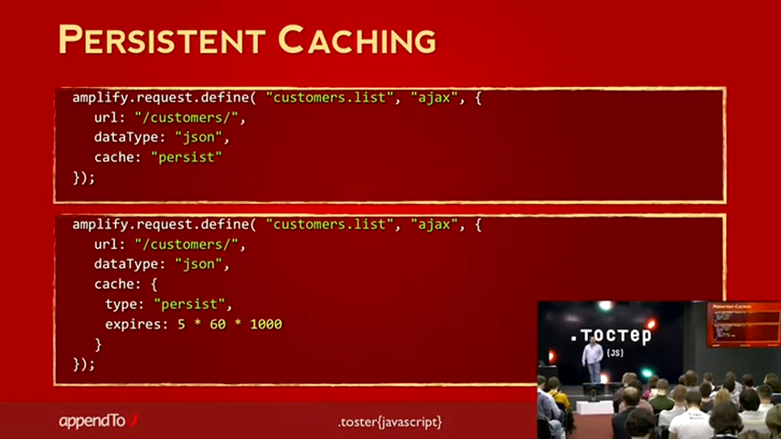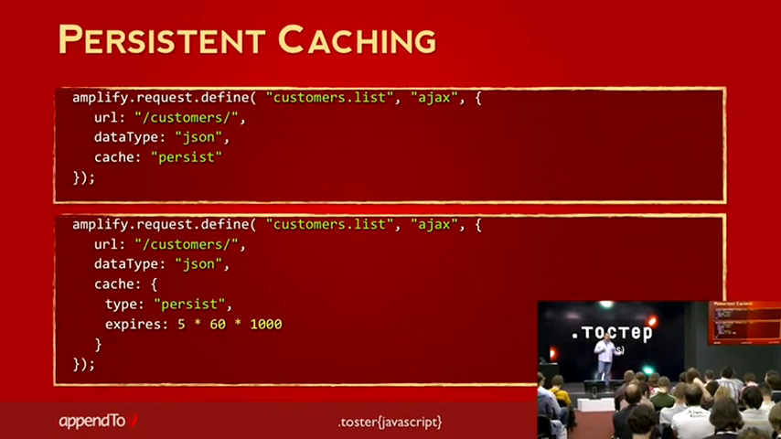We can also have persistent caching. And with persistent caching, it requires Amplify.store, because we're going to use the local storage to persist this data through. So Amplify comes, if you download it from the site, packaged up all as one file, all three of these components. Or there's a folder that separates them all out, and if you care about that kind of thing, you can just load in the modules that you need.